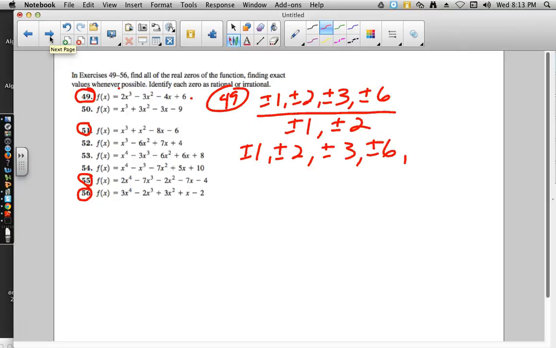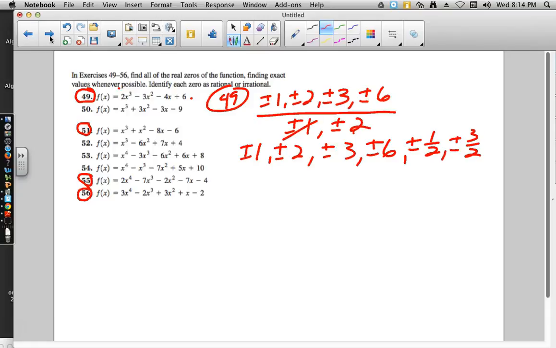And now going back through, using the 2, it could be plus or minus 1/2. 2 divided by 2 would be plus or minus 1. I already have that written down. Plus or minus 3/2, and then 6 divided by 2 would be 3. So those are already listed. So now what I want to do is use my graphing calculator to narrow down the search.